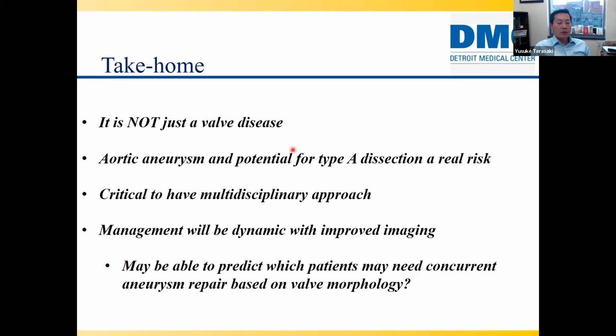And again, for the management, there's no strict guideline at this moment in terms of how we should be treating this. The management will likely be very dynamic, especially as we saw all these studies with improved technologies and imaging. And so perhaps in a few years we'll be able to predict which of these bicuspid patients will require a prophylactic aneurysmal repair based on the type of valve morphologies. Okay.